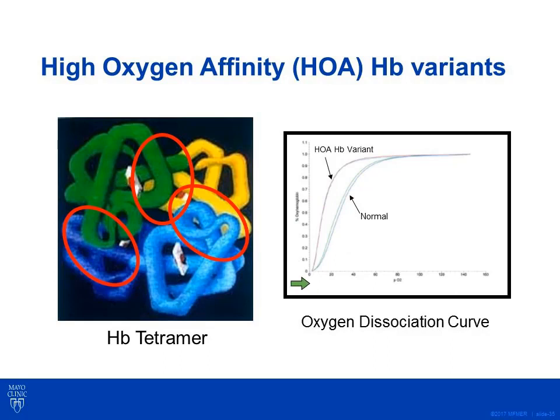A convenient way to express this oxygen dissociation curve is the P50, that is the partial pressure of oxygen where the molecule is 50% saturated. And you can see here we would have a P50 in these high oxygen affinity variants that would be lower. It's typically down in the teens.